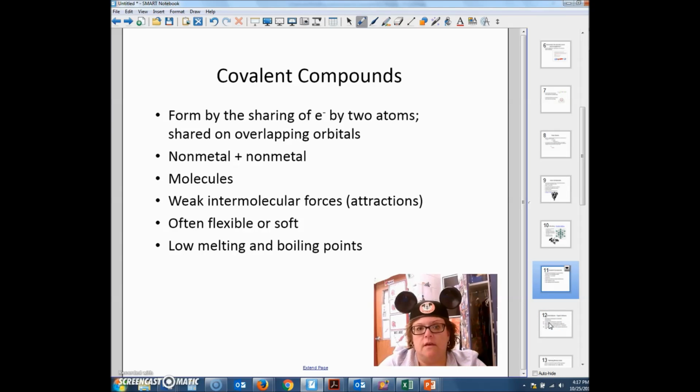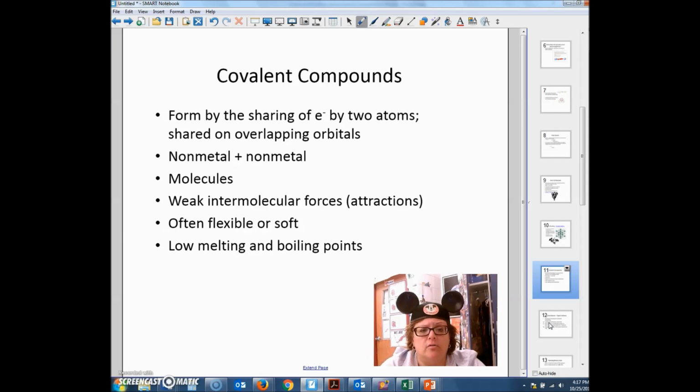Covalent compounds, on the other hand, are formed when we share electrons and those orbitals overlap. Therefore, those bonds, while they're not as strong as the ionic bond, are not going to get pulled apart by water that has that positive and negative end, that polar molecule. So they don't dissolve in water.